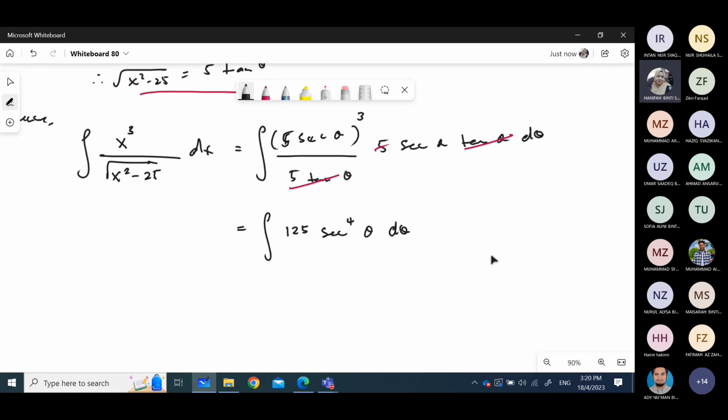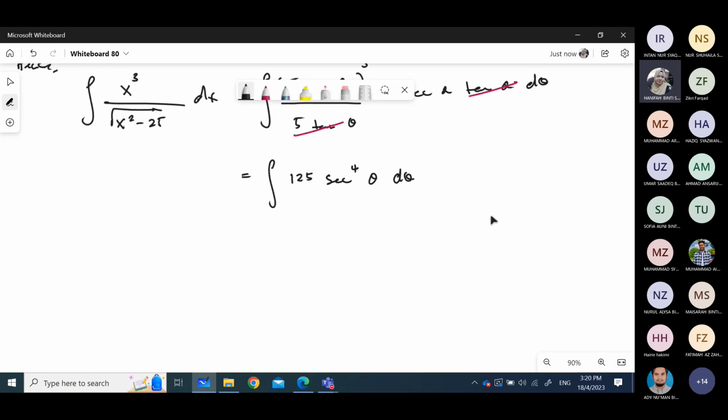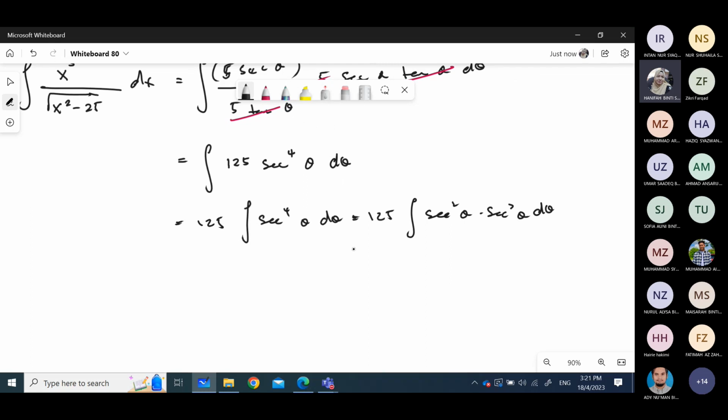Alright, so this one we use trigonometric integral where we need to split secant squared. So it is equivalent with 125, split yang ini, secant to the power of 4 theta, it is equivalent with 125 secant squared theta times secant squared theta d theta. Okay. Right. So yang ini you kena guna identity. So identity for secant squared theta is equal to tangent squared theta plus 1. Okay. So masukkanlah dalam ni: tangent squared theta plus 1 times secant squared theta d theta.